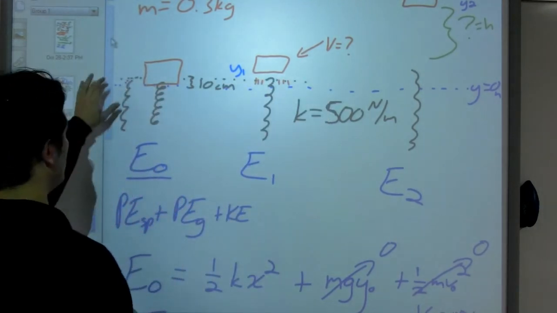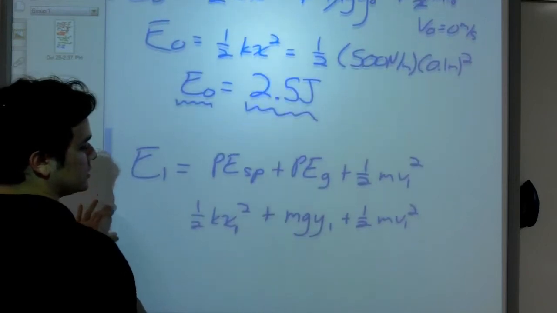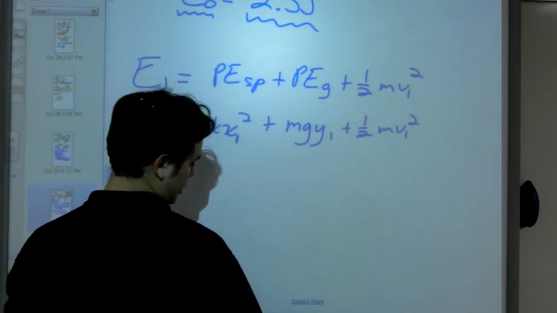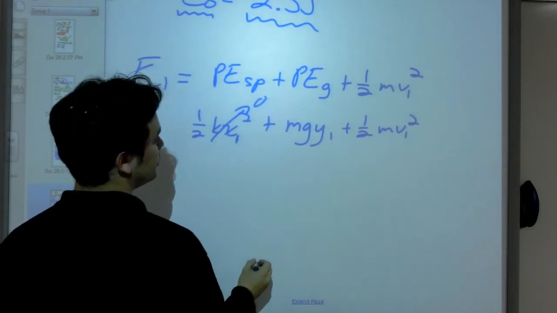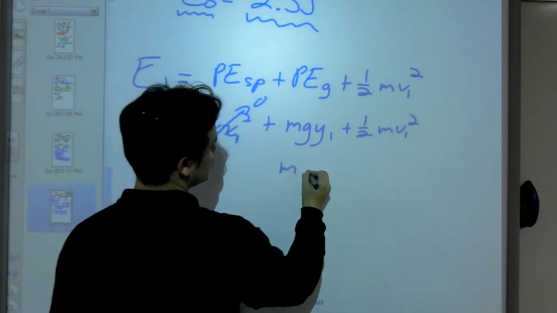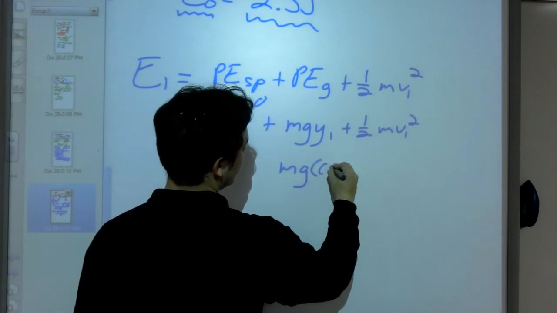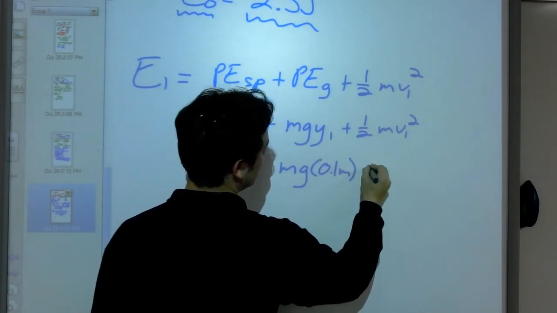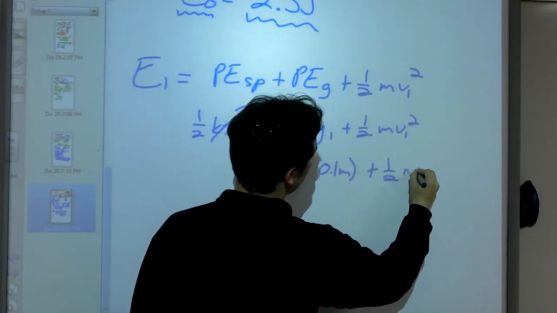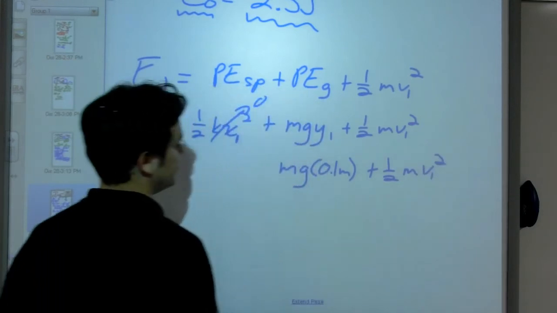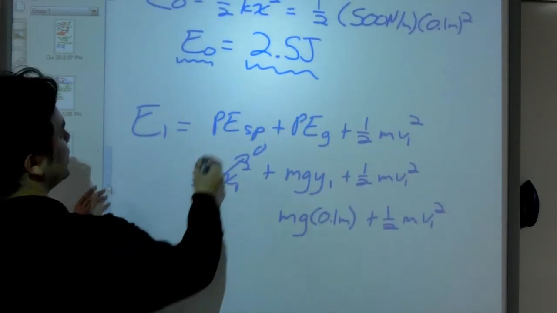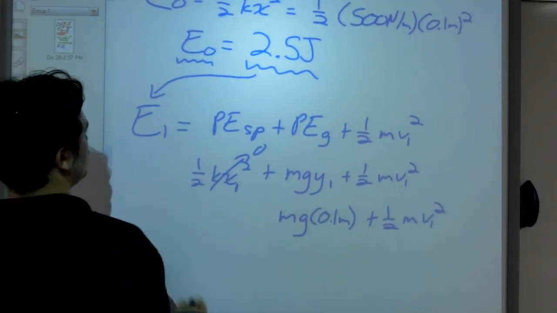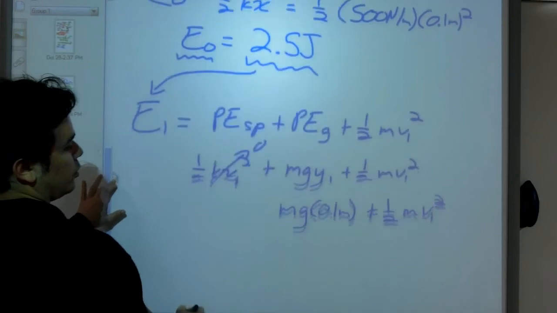So, we have no compression on the spring, which means our x is equal to 0. So that term is going to be equal to 0. I've got a situation where mgy1, that's 10 centimeters, plus 1/2 mv1 squared. I can plug in the other numbers here, but I know that my energy at this point is equal to my total energy, 2.5 joules.